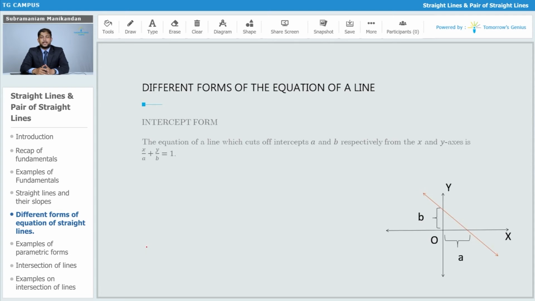What are a and b here? a is the x-intercept, the distance from the origin where the line cuts the x-axis. b is the y-intercept, the distance from the origin where the line cuts the y-axis.